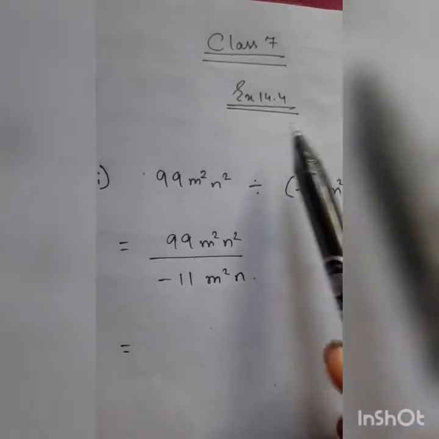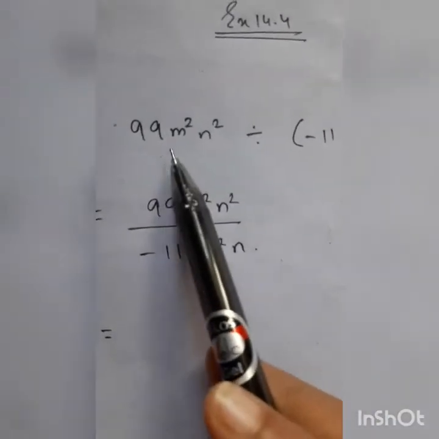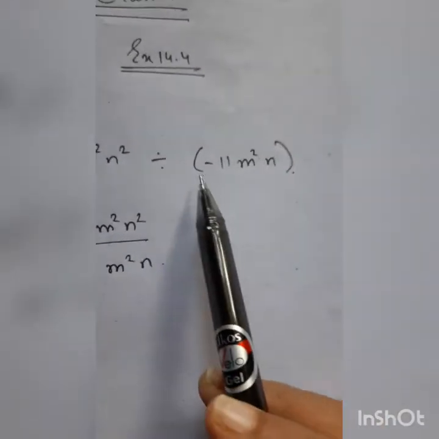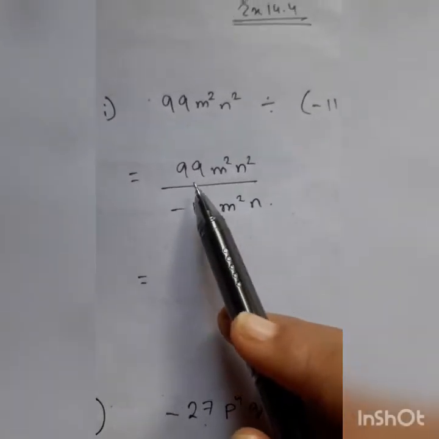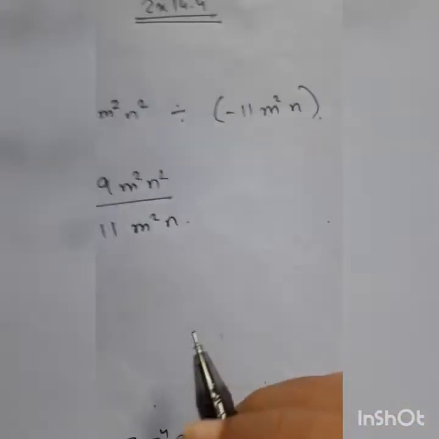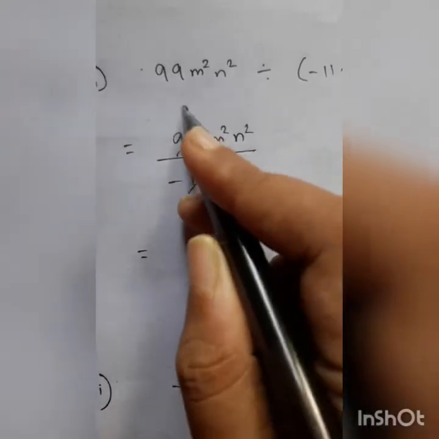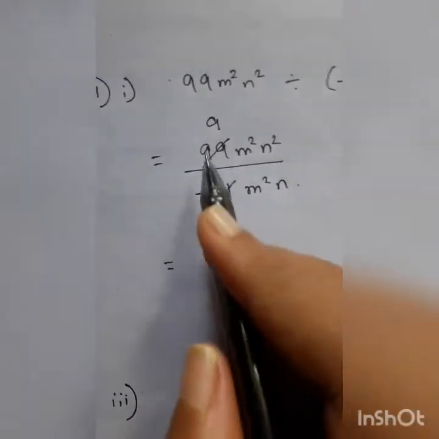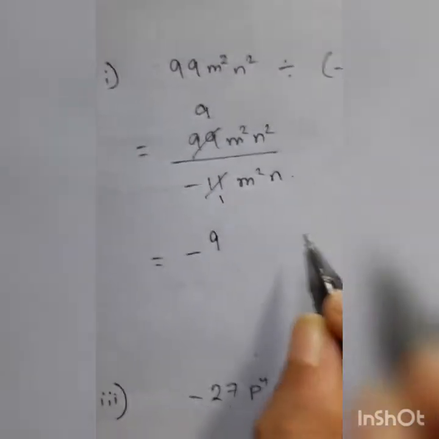So in exercise 14.4, question number 1 part 1, you have 99m square n square divided by minus 11m square n. So this will be like 99m square n square divided by minus 11m square n. First, 11 ones are 11, 11 nines are 99. First cancel the numbers. This is plus divided by minus, so the answer will be minus 9.